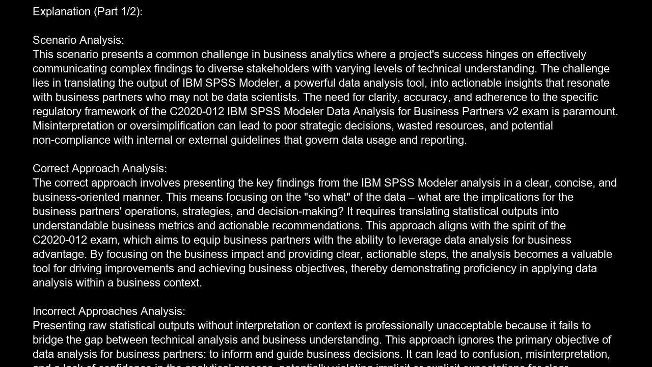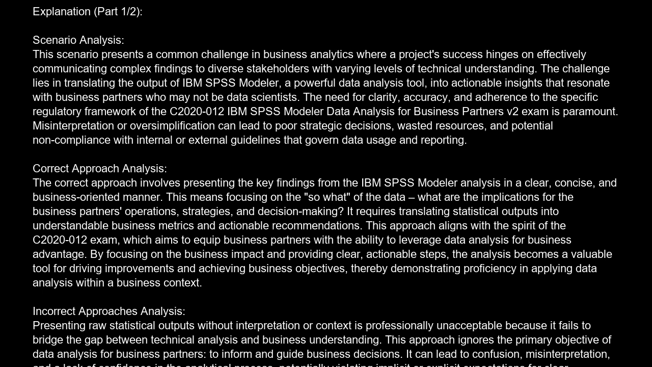Correct answer is D. Presenting a summary of the most impactful drivers, their estimated effect on retention, and clear, actionable recommendations for business partners to address these drivers. Explanation. Scenario analysis. This scenario presents a common challenge in business analytics, where a project's success hinges on effectively communicating complex findings to diverse stakeholders with varying levels of technical understanding.